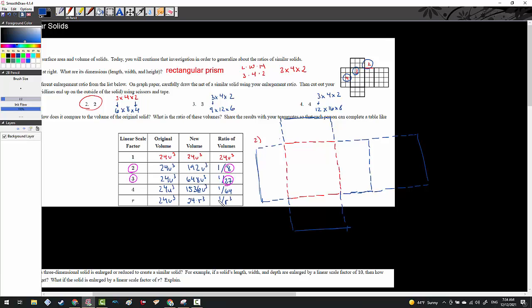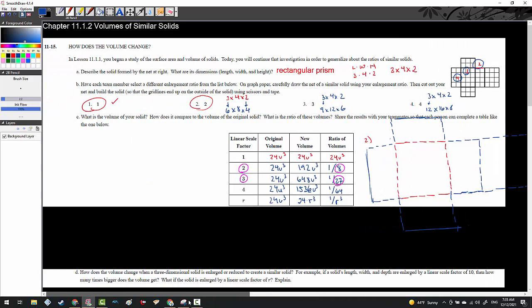And again, if you decide to go from large to small, then you're going to have 8 over 1, 27 over 1, 64 over 1, and r cubed over 1. But it doesn't really matter which way you go, as long as you stay consistent. So hopefully the pattern is starting to make a little more sense after this table here.